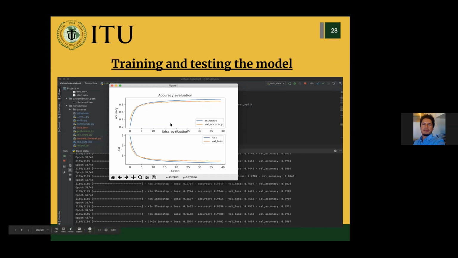So what you're seeing right now is an accuracy evaluation. What you want to see is that they align closely. You have the raw data, and then you have the accuracy once you train the data. They are parallel, which means it's learning well.